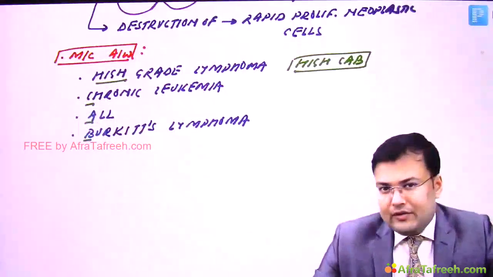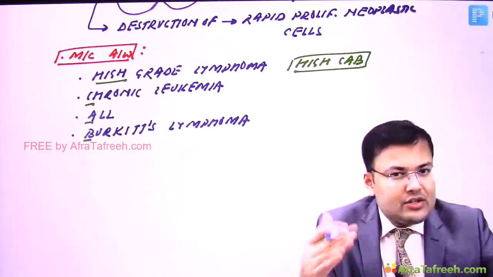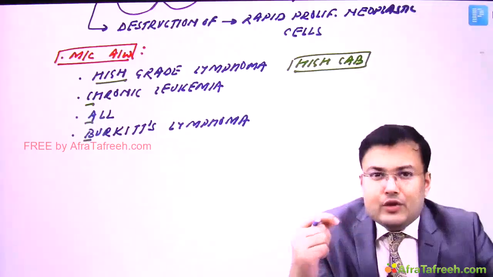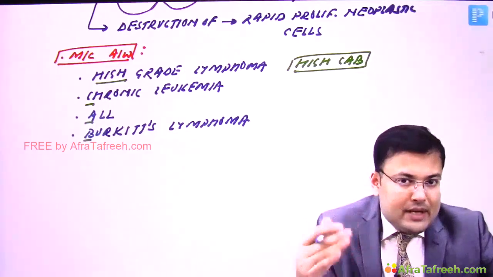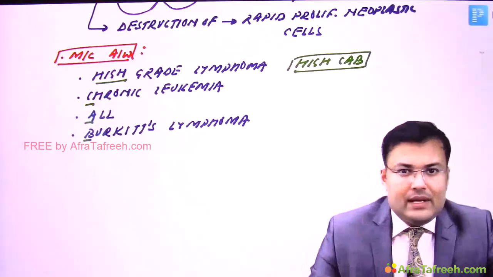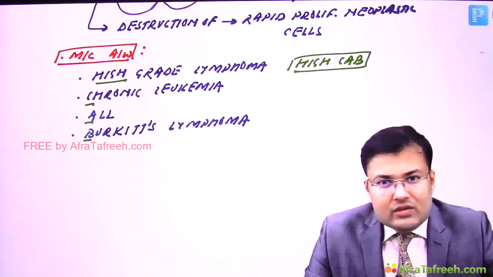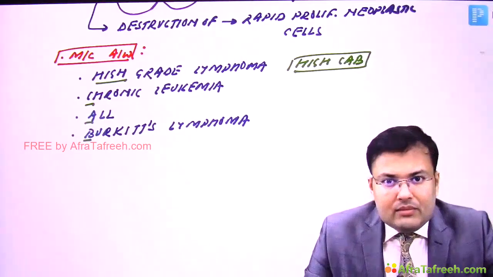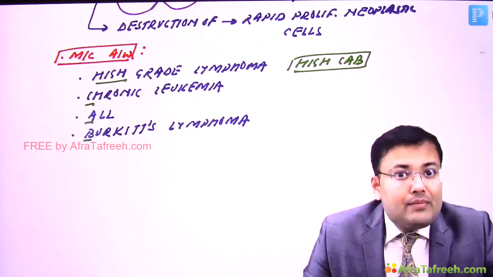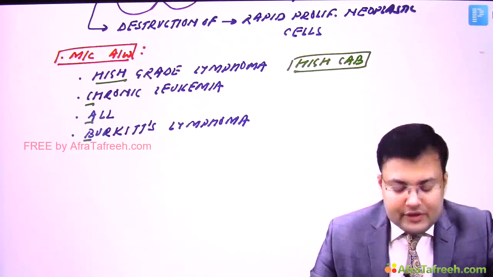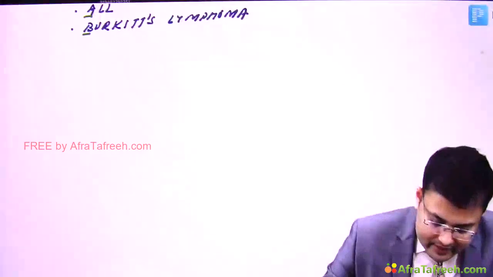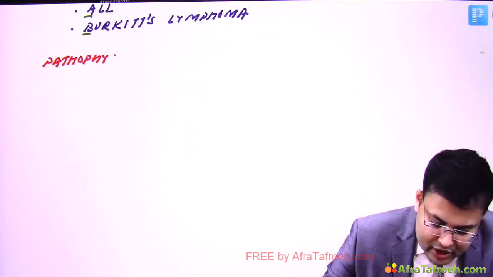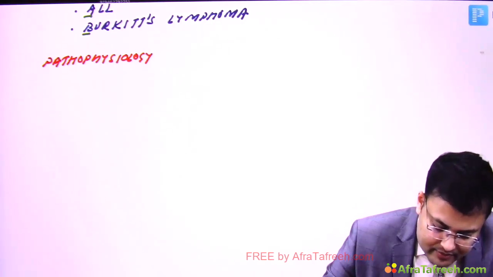Now see what is the pathophysiology. Whenever there is destruction of a large number of cells, there is rapid turnover of nucleic acid, and if there is rapid turnover of nucleic acid, what will happen? Hypoxanthine will convert into xanthine, and xanthine will convert into uric acid. So one of the problems is hyperuricemia. So see the pathophysiology of tumor lysis syndrome.